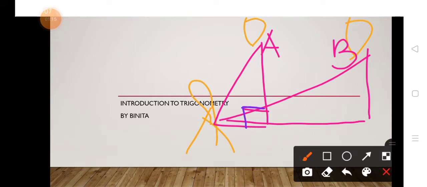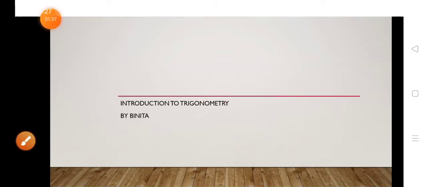Just think that here a right triangle has been formed. Here also a right triangle has been formed, isn't it? So, can you find the altitude of B from the ground? Can you find the height of B from the ground? If you know the width, it's this type of question. Okay, we'll learn. Don't worry, I'll help you out.